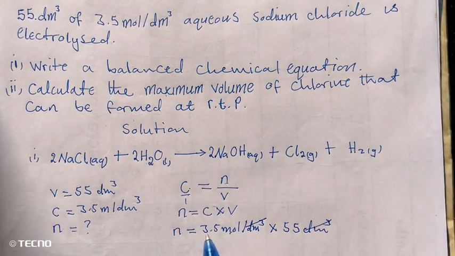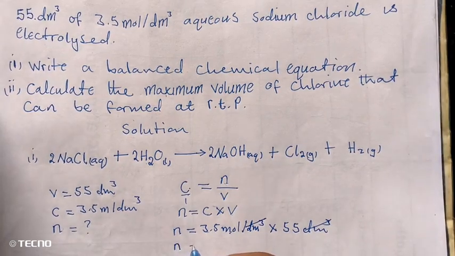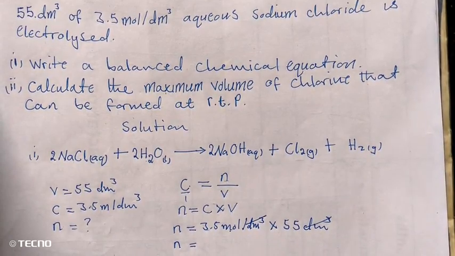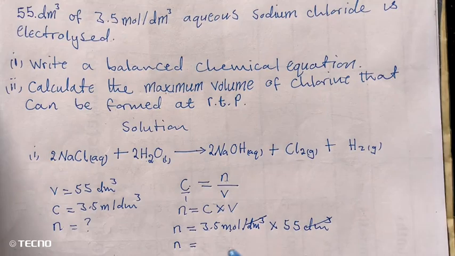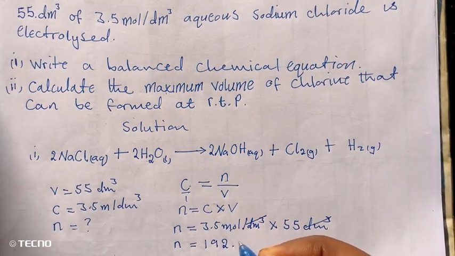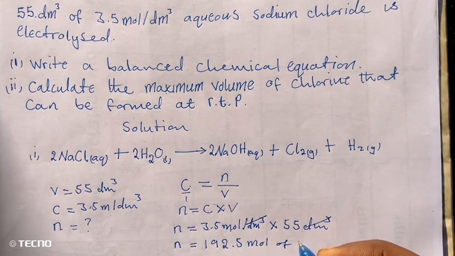So you just punch this on the calculator, and then you get the moles of sodium chloride. So the moles of sodium chloride, when you use your calculator, it will be 192.5 moles of sodium chloride. So here we're saying sodium chloride.